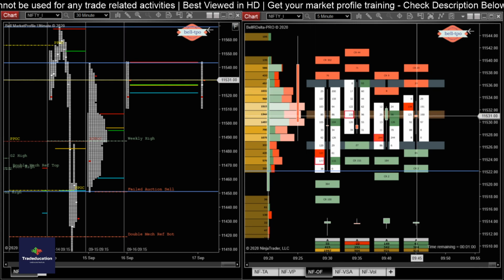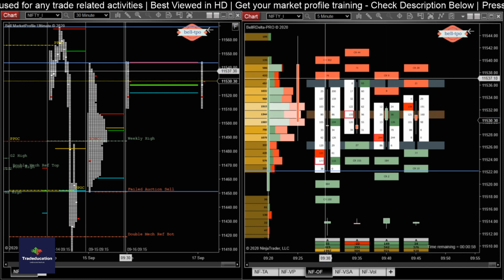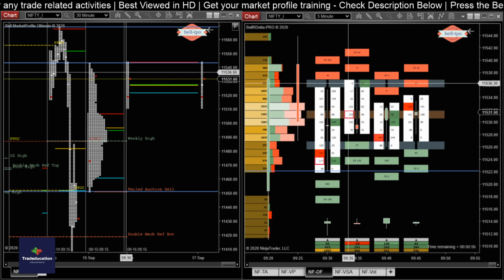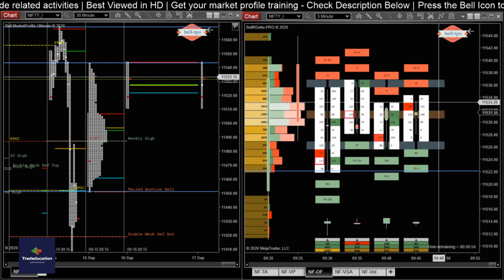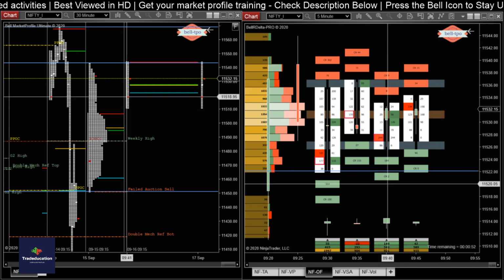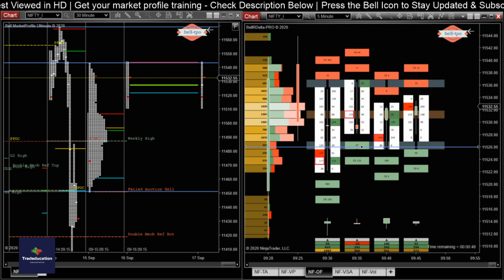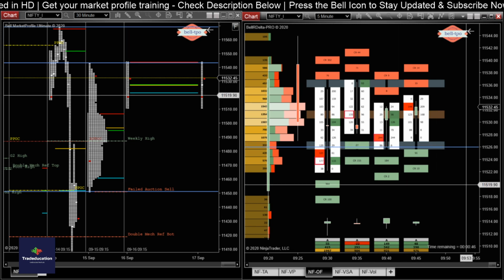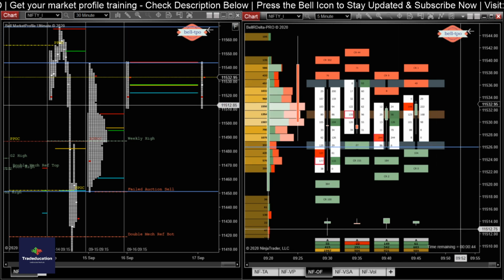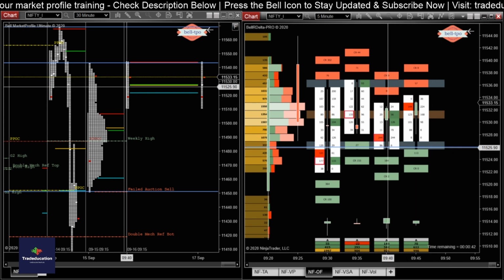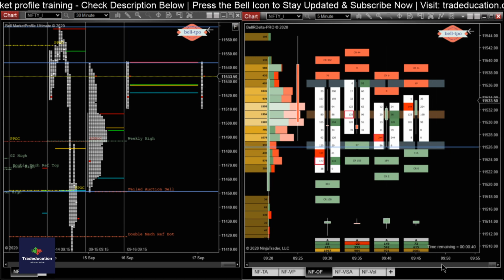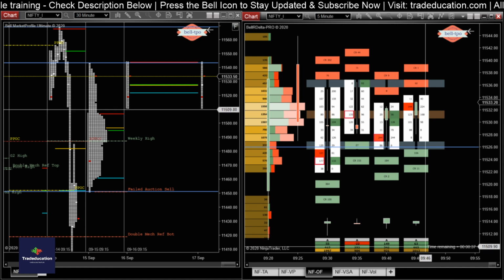Just getting rejected around VWAP. So that's an alarming sign. Just getting rejected around VWAP. What you can do is you can now move your stop loss to here. That is 526. So around previous candle low. Now volumes are increasing.